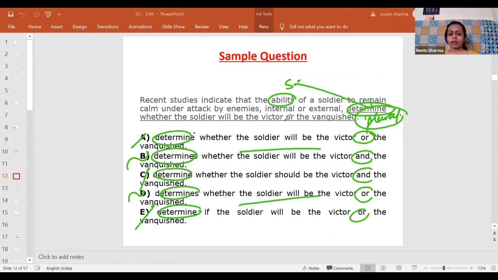Now the meaning principle comes into action. Is it going to be the victor and the vanquished both, or the victor or the vanquished? The soldier cannot be the victor and the vanquished at the same time, by virtue of logical meaning. So we'll have to eliminate B. We'll go with D. Clear with this? Should we go ahead?